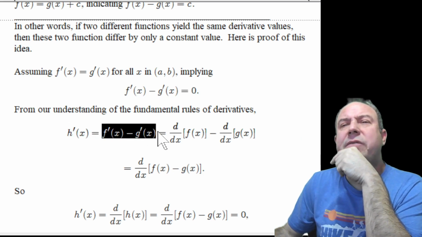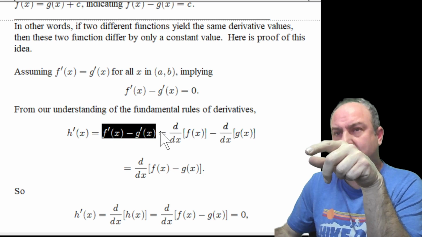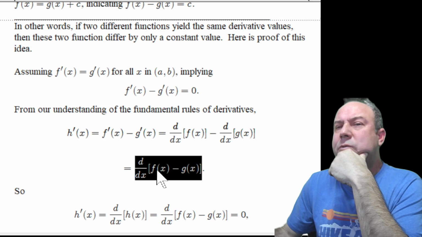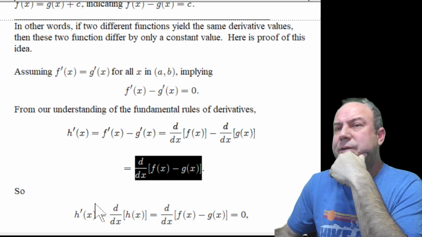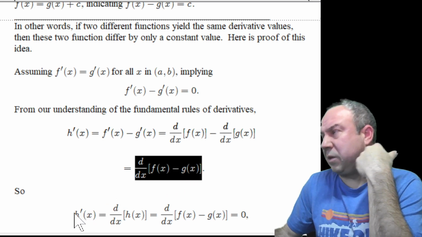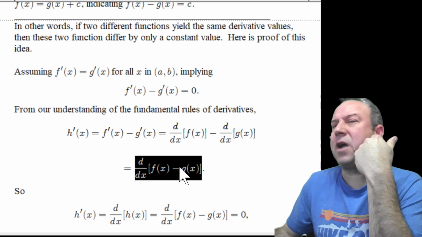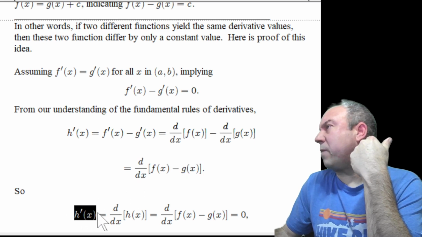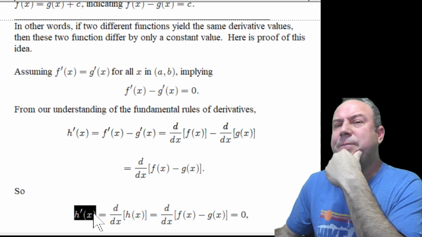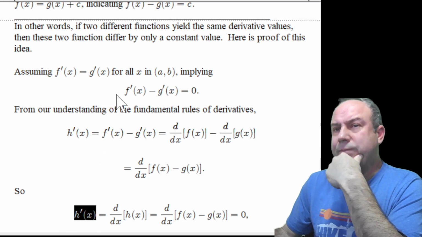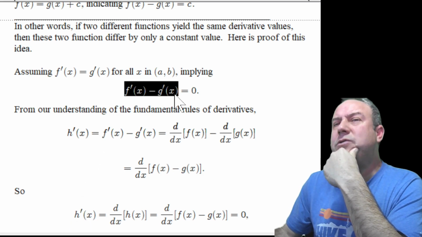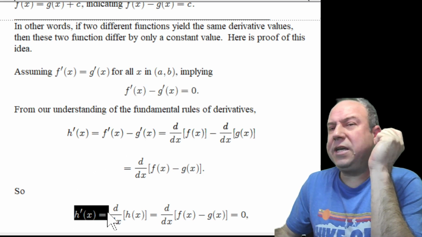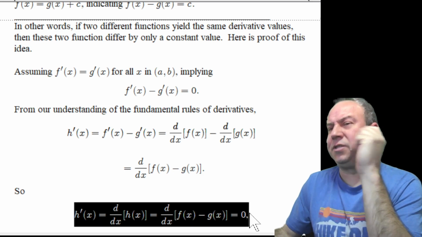Now, from our understanding of the fundamental rules of a derivative, if we call h prime of x the difference of those derivatives, then h can be written as the derivative with respect to x of f of x minus g of x. That can be used to represent h prime of x, where if the difference in our derivatives equals 0, we can say h prime of x must equal 0.